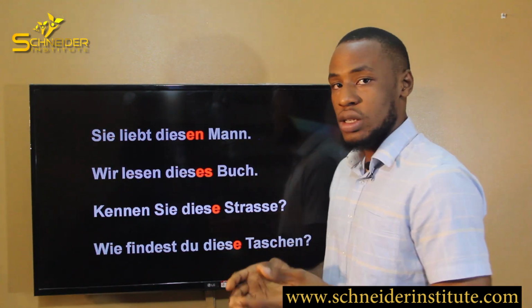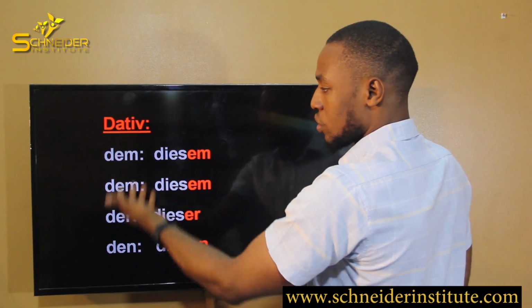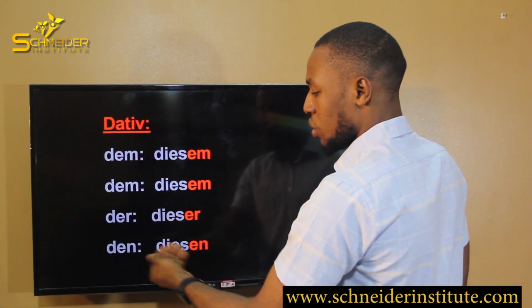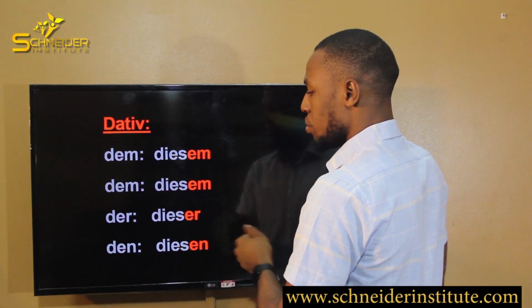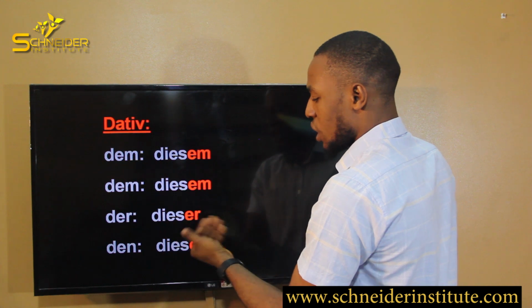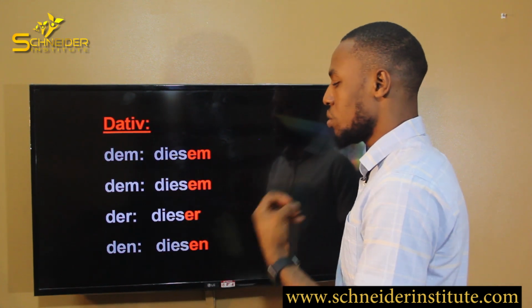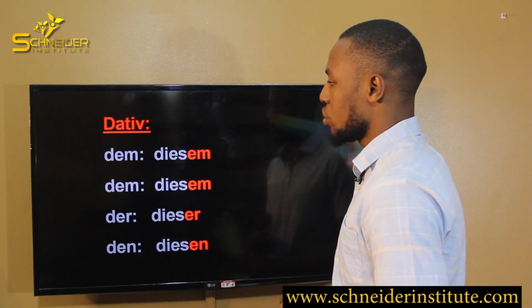So now let's look at the dative case. For the dative case, recall I have the definite article here as well: dem for masculine, dem for neutral, der for feminine, and den for plural. So we have diesem, diesem, dieser, and diesen. Okay, now let's look at a couple of examples.